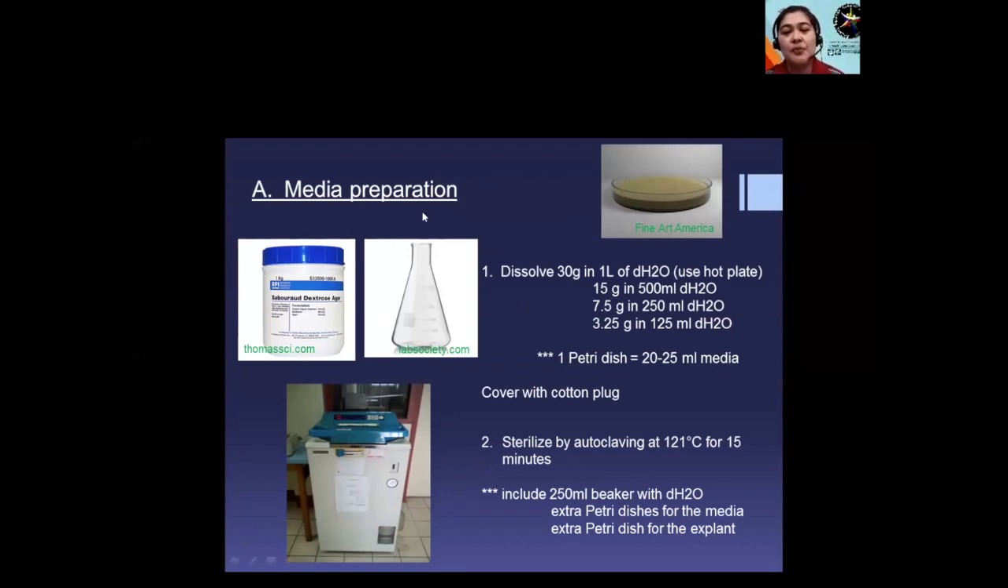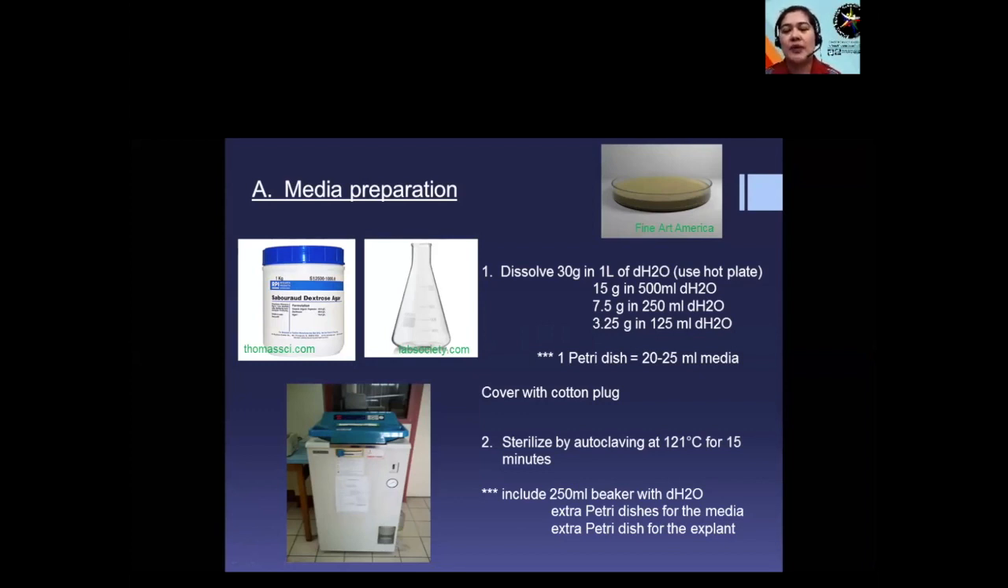Media preparation po, magluluto tayo ng gelatin. It's actually scientific lang po yung media preparation, pero magluluto tayo ng gelatin. This is a special type of gelatin. We call as sabrodextrose agar. And this is the most appropriate agar for growing fungi. Okay? Now, all of the nutrients in the sabrodextrose agar is talagang ito yung mga nutrients na required para mag-grow ng fungi. Okay?